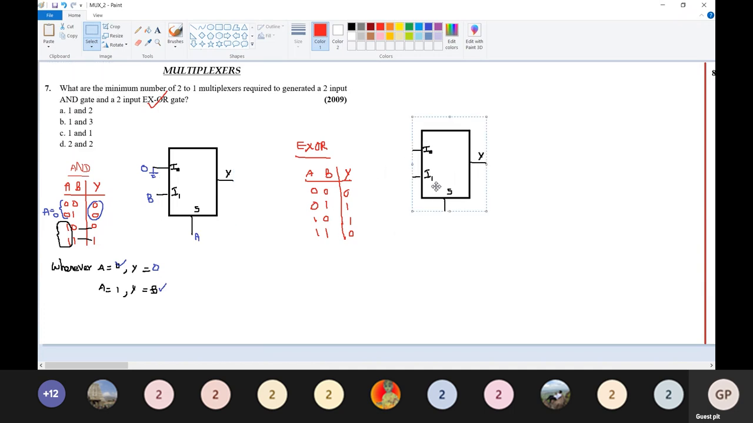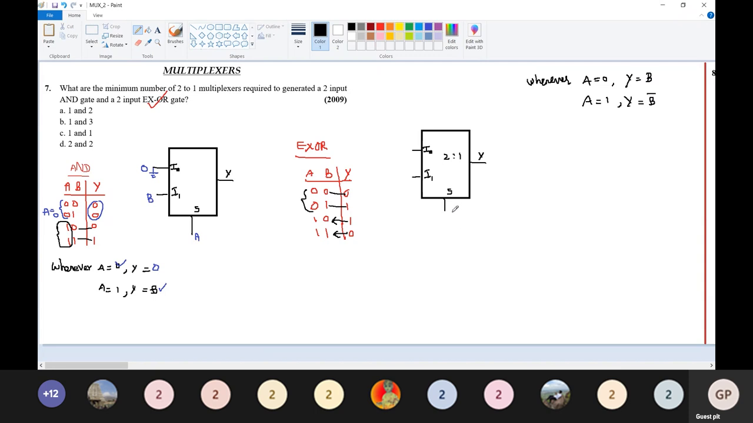Similarly, we take a 2:1 MUX. Now we will take one of the input variables as the select line. Whenever A is equal to 0, what is your output? Y is equal to B. Whenever A is equal to 1, the relation between Y and B is inverse, so Y is equal to B dash.